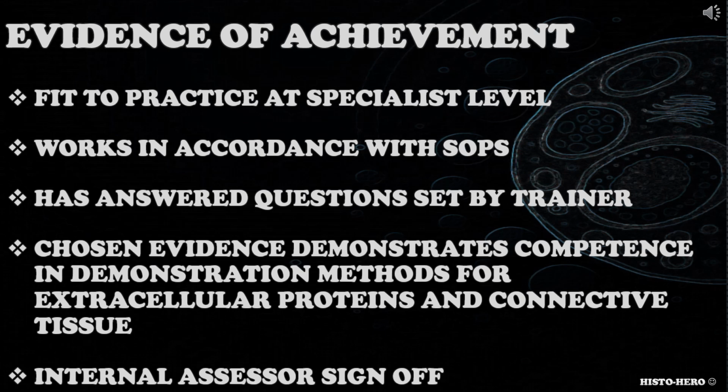Each subsection also has evidence of achievement. This is the part where your training officer signs you off as competent and fit to practice as a BMS at the specialist level. The training officer will confirm that you can work in accordance with local SOPs relevant to this section. They will also confirm that you have answered questions set by them to test knowledge and skills relevant to this section. And they will confirm that your chosen evidence demonstrates your competence relevant to this section. You will need to be signed off as competent by an internal assessor for this section. This can be your training officer, the senior BMS overseeing this section, or a training lead.